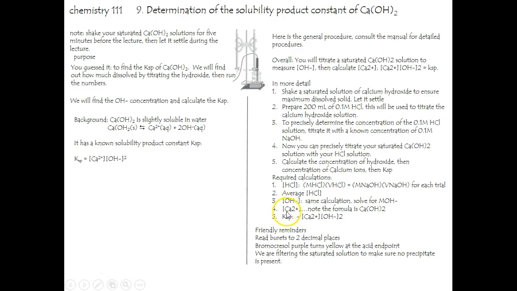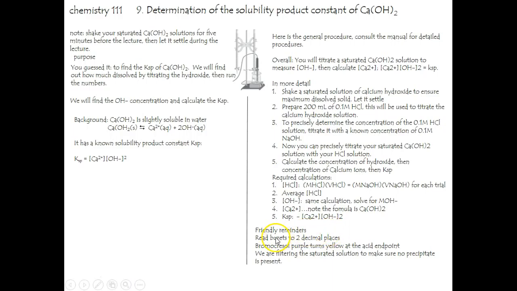And then 3, from that, get the calcium hydroxide. Note that the formula is calcium hydroxide. Note that there are 2 hydroxides for each calcium. Now you can plug into the KSP, which is equal to the calcium ions times the hydroxide ions squared.